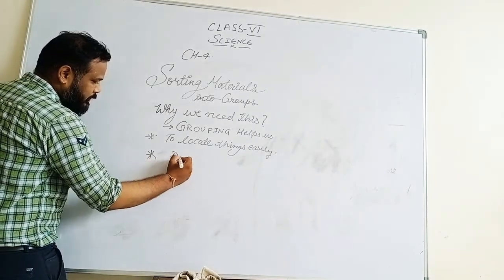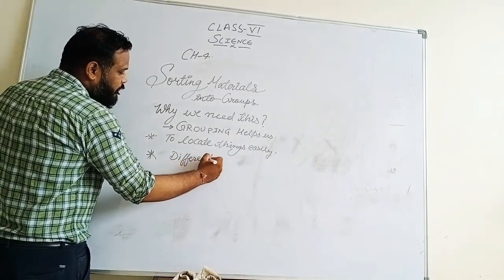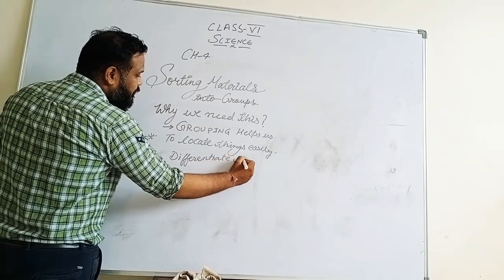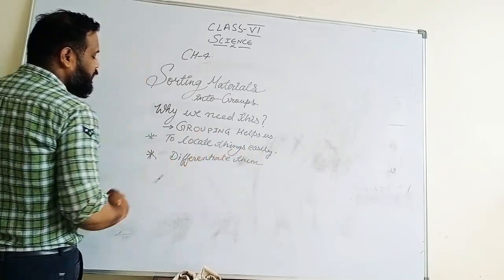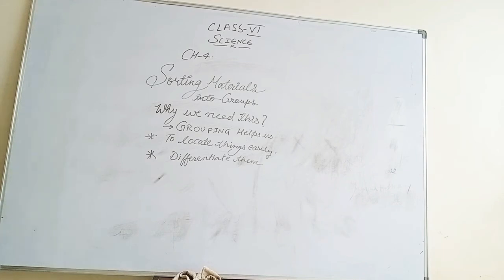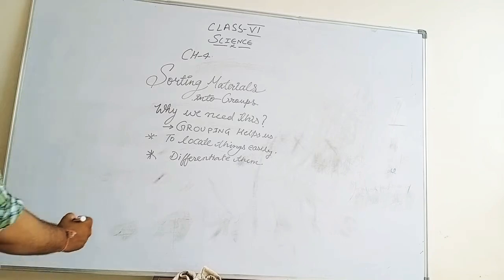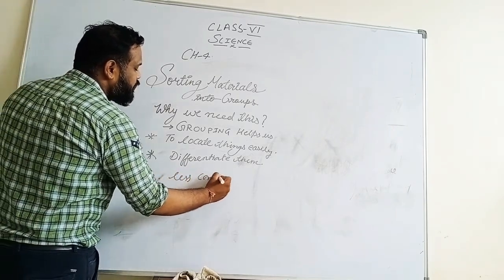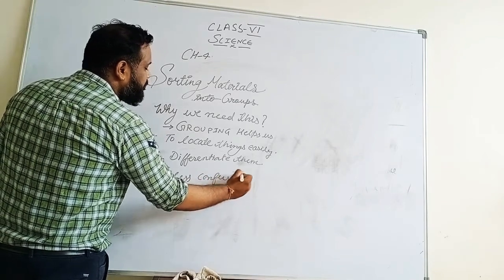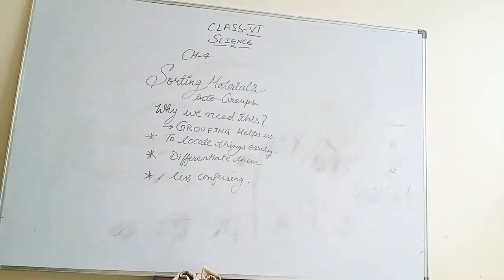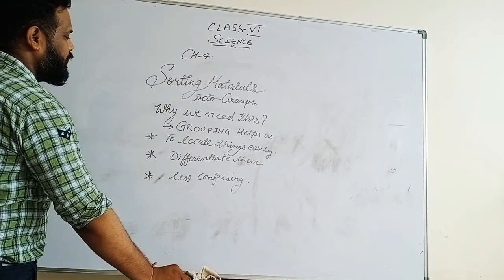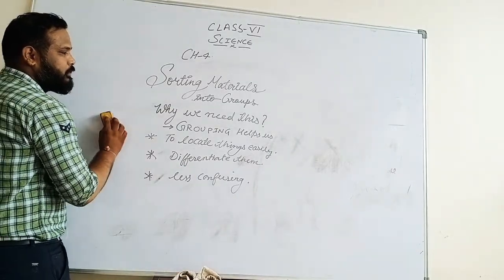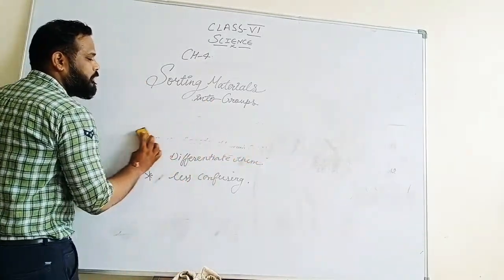Now the second point is differentiate. Differentiate means we can differentiate things from other things, as we can keep vegetables and fruits on a different shelf of the supermarket. Okay, the third thing is less confusing. Sorting makes things less confusing. Humans become less confused with sorting materials. Okay, now let us move ahead. I'm just rubbing this to have a new topic of this chapter.